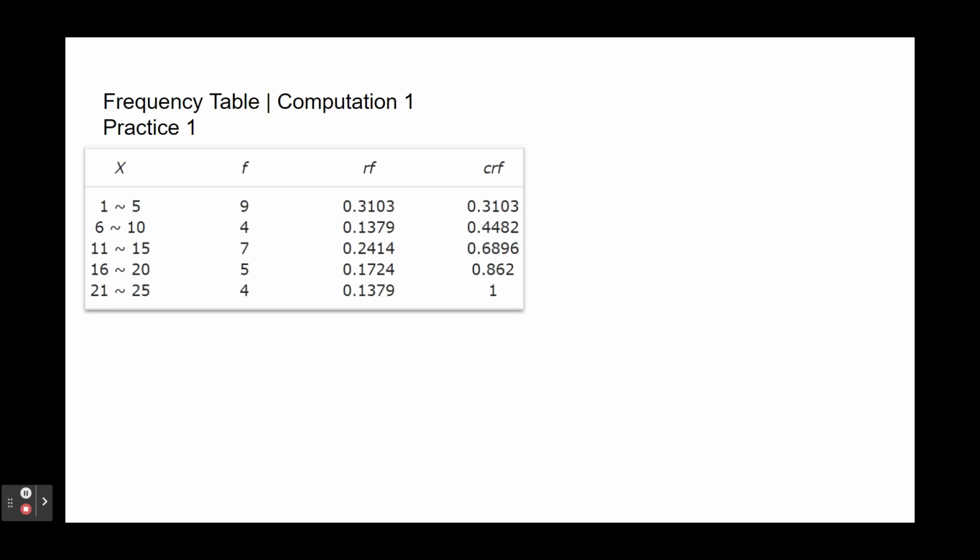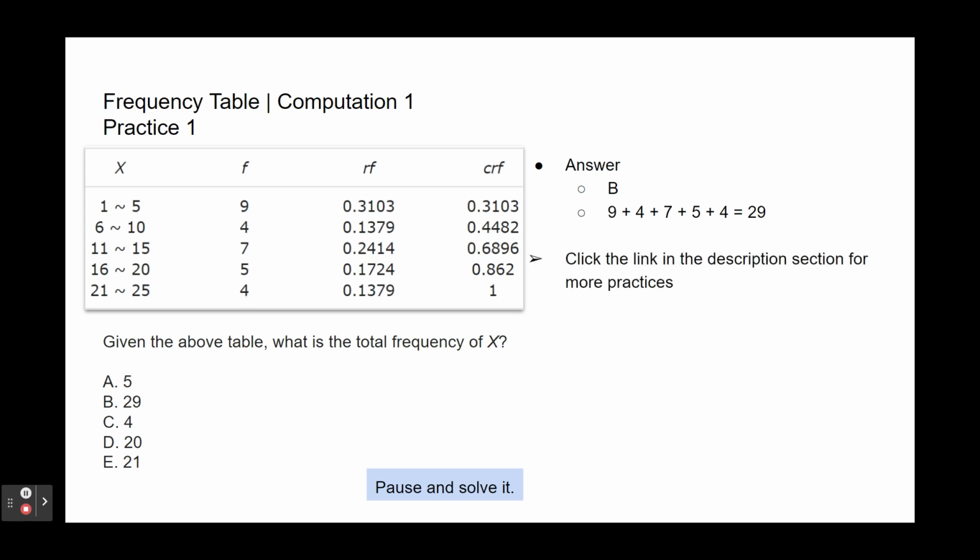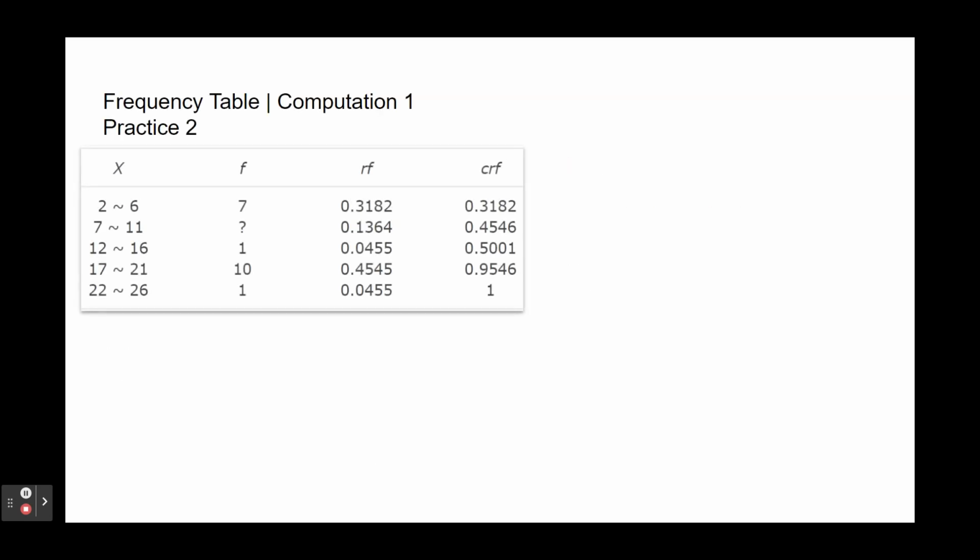Given this frequency table, what is the total frequency of x? You can easily sum up all those numbers. The sum of each category frequency becomes the total frequency. The answer is B, right? Why? Because 9 plus 4 plus 7 plus 5 plus 4 becomes 29. The answer is B. Let's try another one.